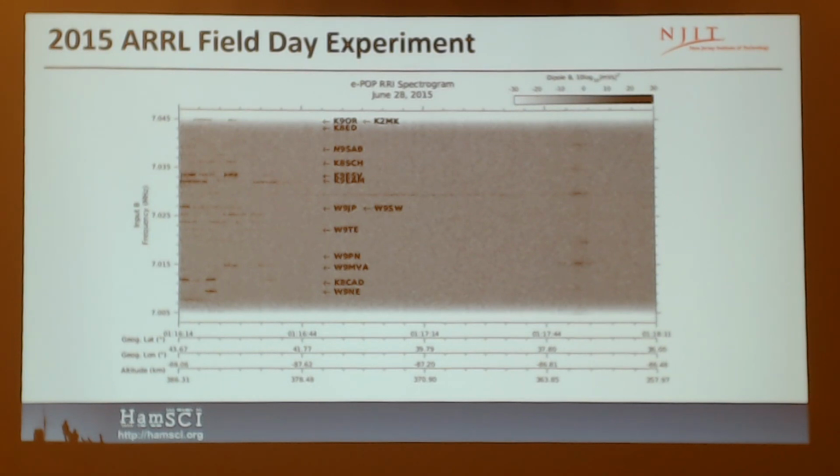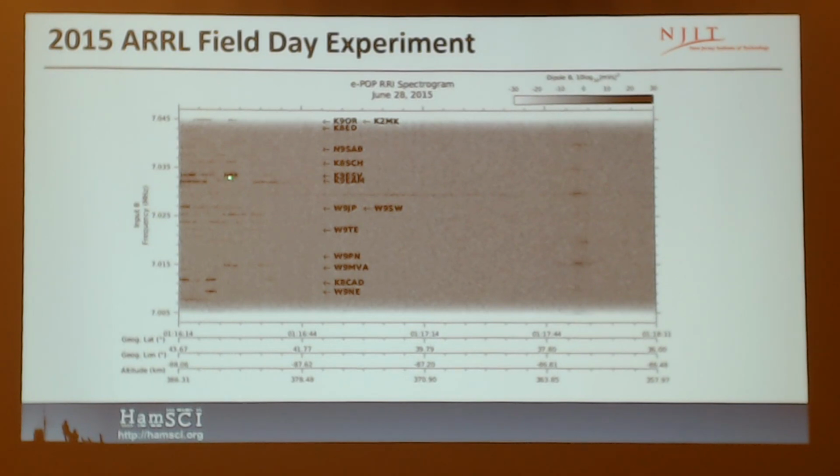which was super exciting. So this is essentially a waterfall plot, a spectrogram. Here's frequency on the vertical, and here's 2 minutes of time. This is ephemeris, showing 1:16 UT to 1:18, and here's our altitude. We were about 370 kilometers altitude. What you can see here, this is 7.025 megahertz, so this is in the 40 meter band, and this is 7.005. So frequency is ascending here.